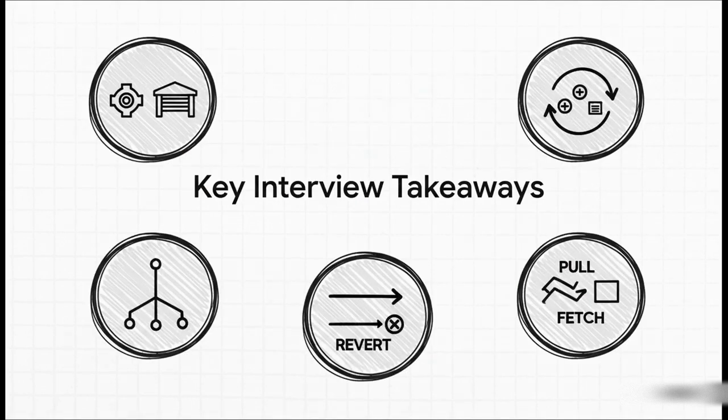Okay, wow, that was a lot, so let's boil it all down. Here are the absolute key takeaways for your interview. 1. Git is the tool, GitHub is the service. 2. Your daily workflow is status, add, commit. 3. Branches are your safe place to work. 4. Pull merges automatically, fetch just downloads. And 5. Revert is the safe way to undo a mistake. If you can nail those 5 points, you are in fantastic shape.